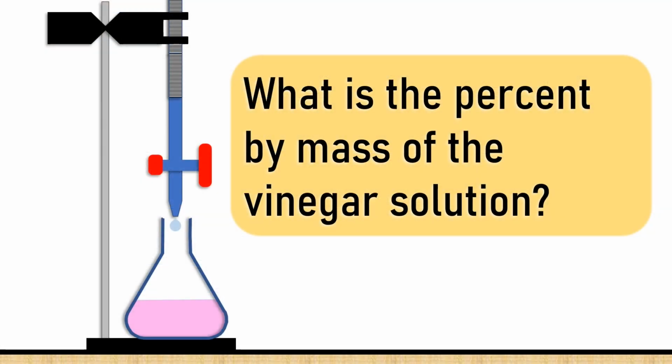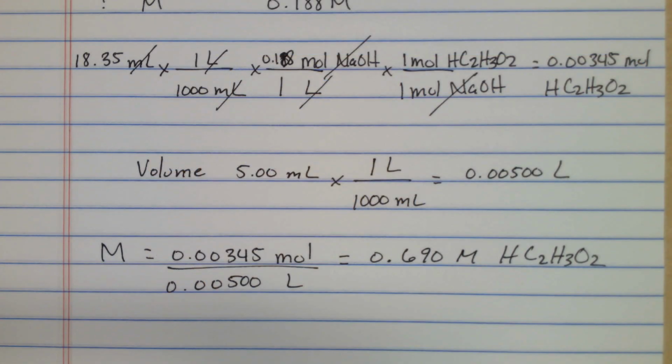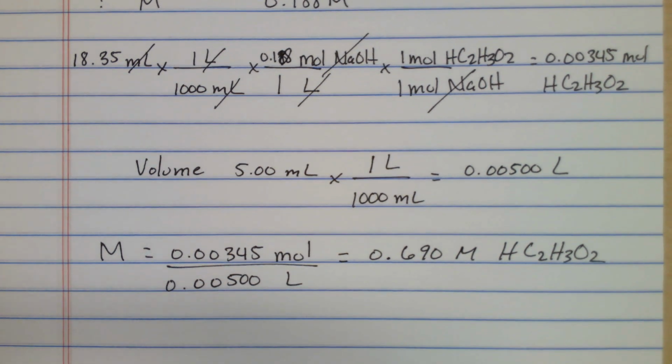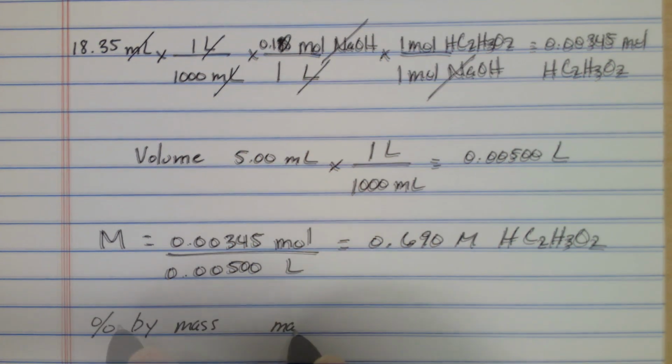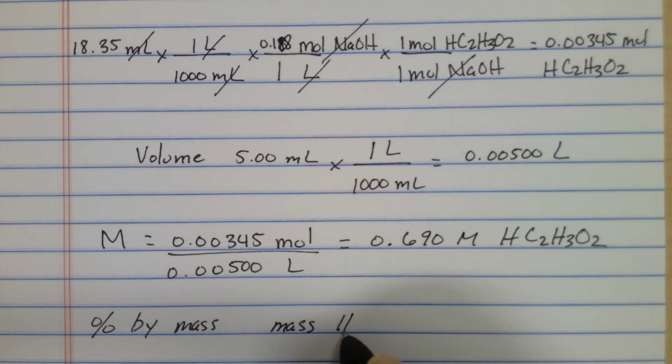What is the percent by mass of the vinegar solution? So we'll pick up where we left off here. So we have the molarity of the acetic acid. Another classic example in general chemistry is to find the percent by mass. Now, if you look at percent by mass, the mass of the acetic acid for every mass of the vinegar solution.